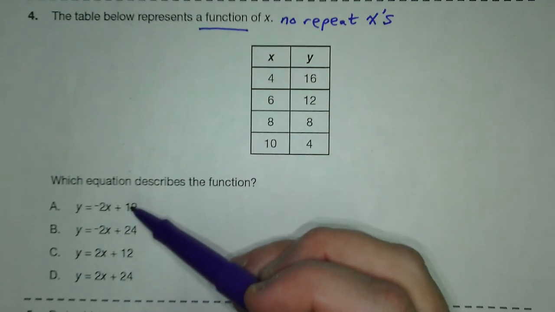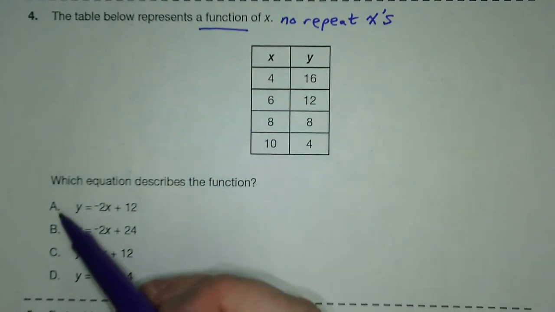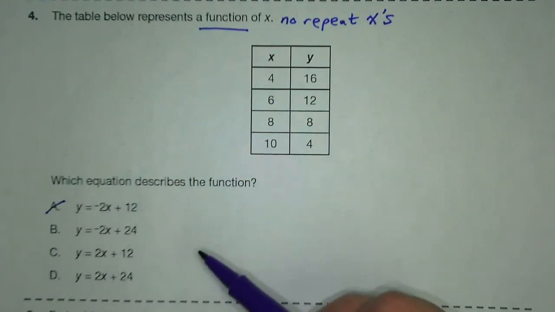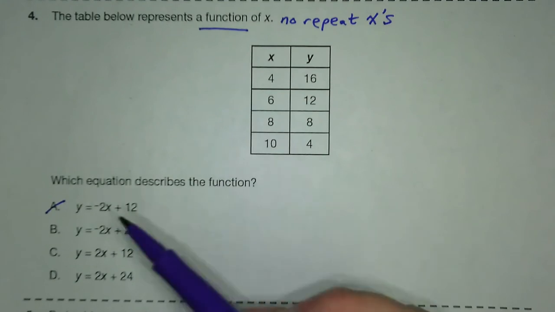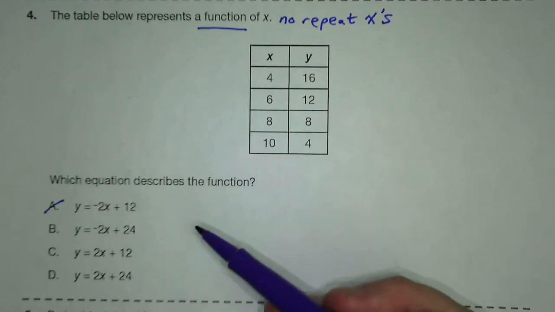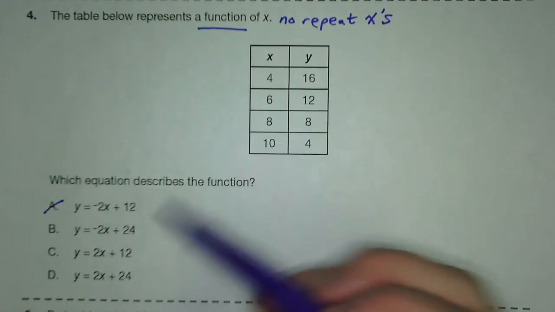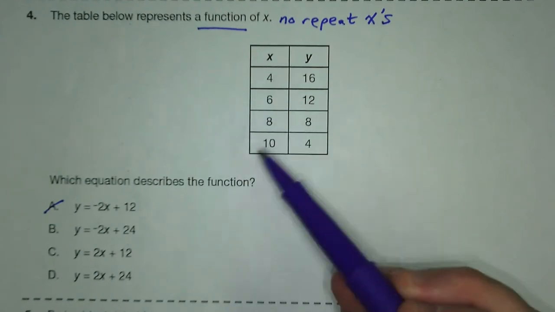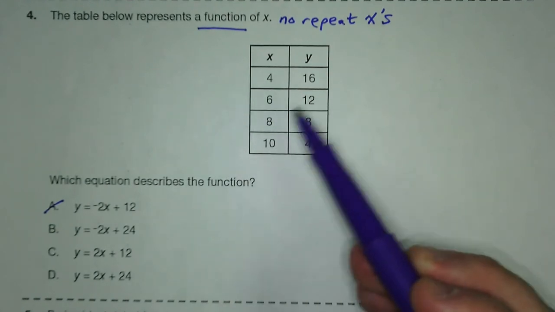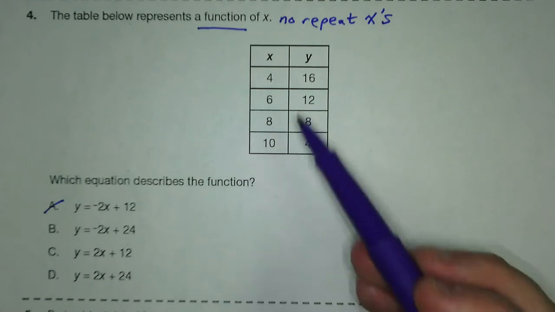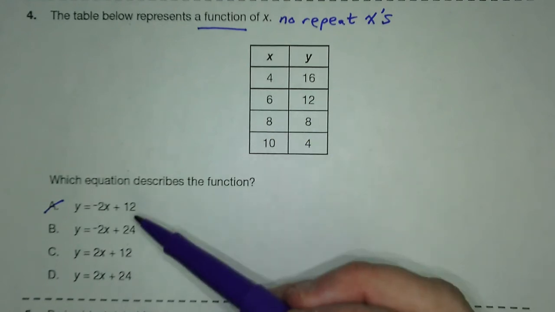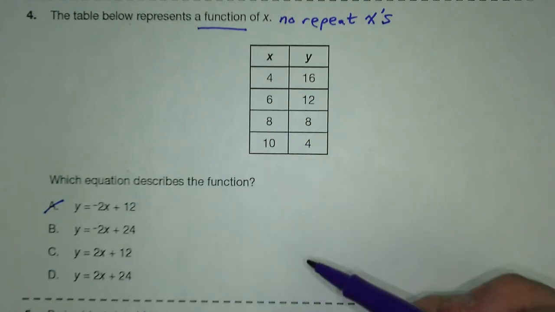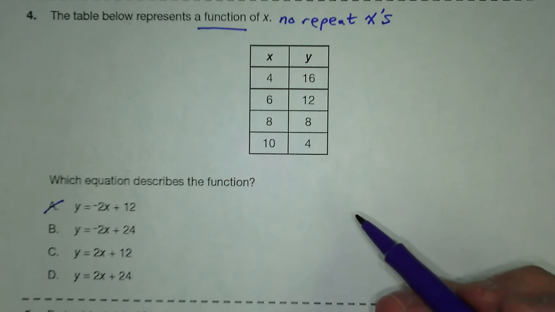-8 plus 12 is 4, not 16. So I already know if I continue with that strategy, A is not the right answer. Now, again, it's not just about 4 and 16 working. All of these pairs, 6 and 12, 8 and 8, 10 and 4, all have to work with the correct equation. So you could do it that way.